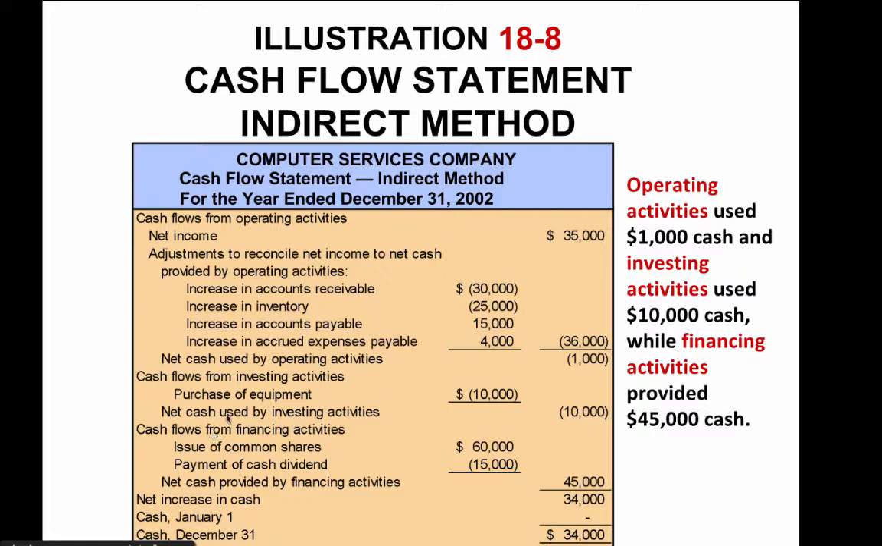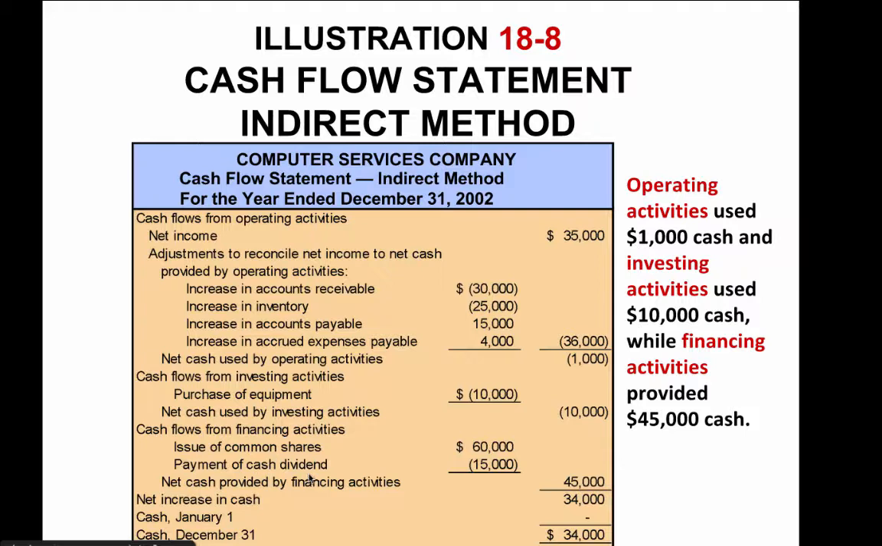So net cash used, we're going to use the word used if it went down or if we spent money. So in this case, money was going out, you bought equipment. So net cash used by investing activities. Then the cash flows from financing activities here, they issued common shares. And the additional information would have told you that they issued those common shares for cash, and the common shares would have changed on the balance sheet by $60,000. So that would have been an inflow. So that's why the money is going up.